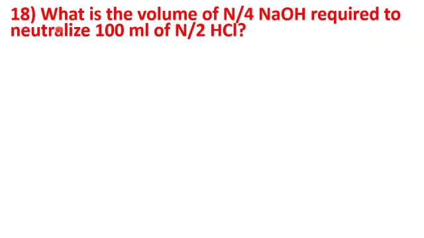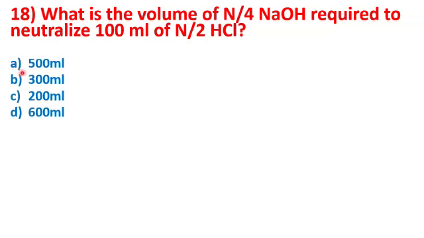Question number 18. What is the volume of N by 4 NaOH required to neutralize 100 ml of N by 2 HCl? Options are A 500 ml, B 300 ml, C 200 ml and D 600 ml. Let us see the solution.